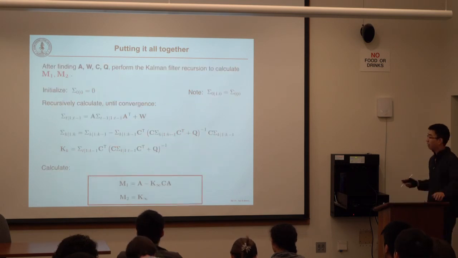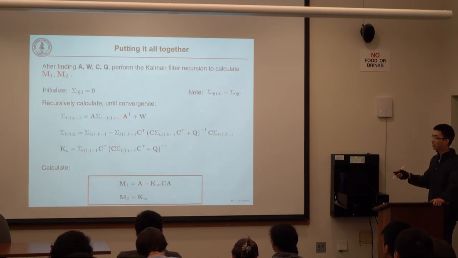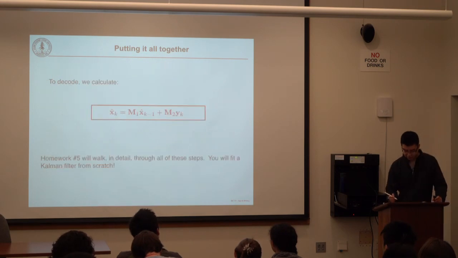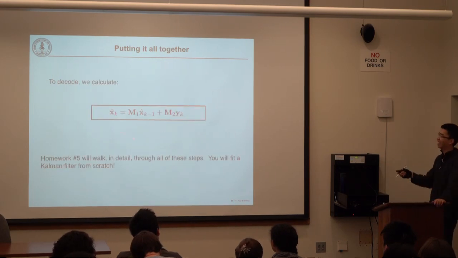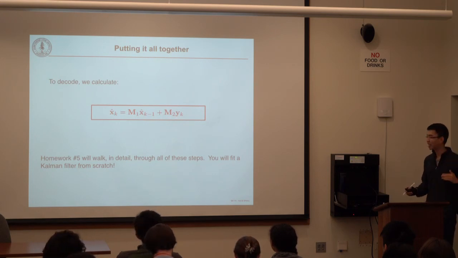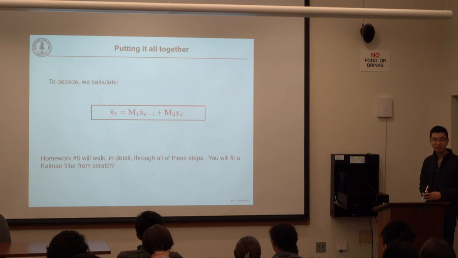So we'll do this recursion until we have a convergence of the Kalman gain. And then after that, we'll calculate our M1 and M2. And given that, we can then decode new neural data by calculating x hat k equals the previously decoded kinematics times M1 plus the neural data times M2. And homework number 5 will walk you through every single one of these steps in detail, and you will fit a Kalman filter from scratch. All right? Any questions on any step of the Kalman filter?